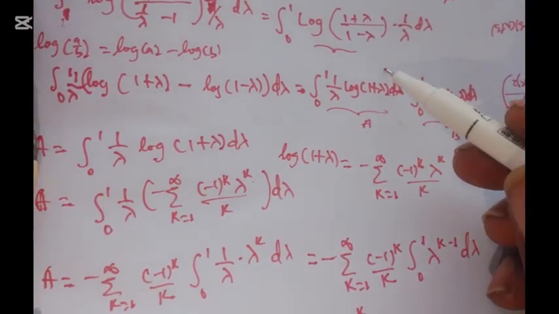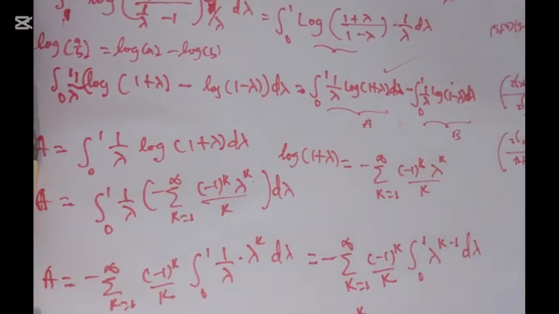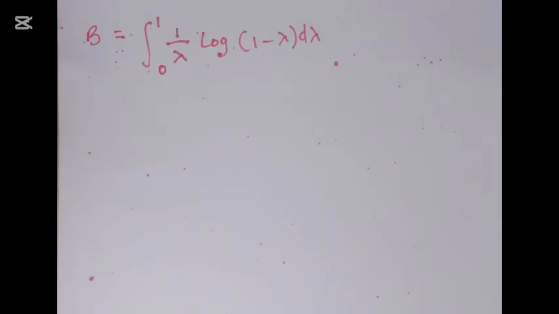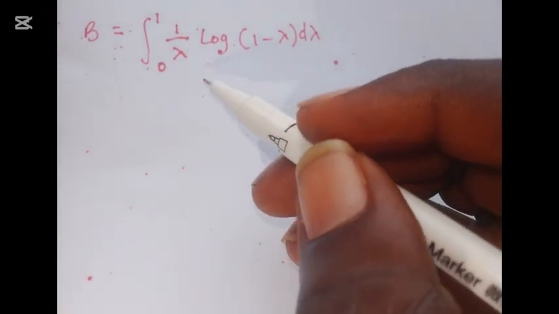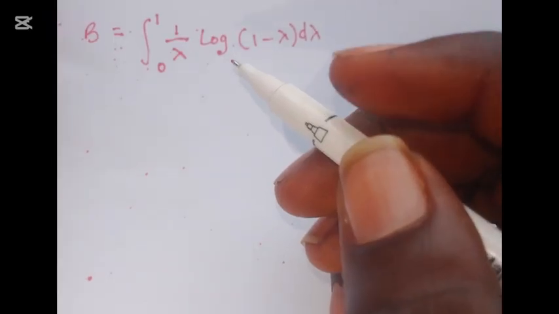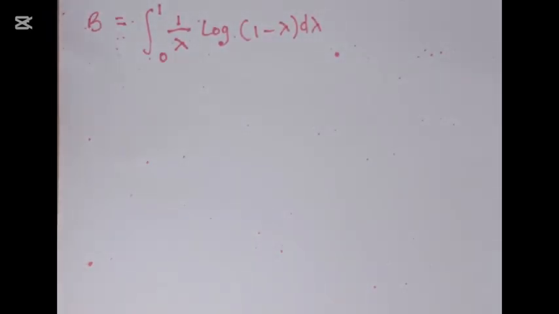So integral A is solved already. So let's move to integral B. So we have our integral B. Integral B is the integral from 0 to 1 of 1 over lambda times log of 1 minus lambda d lambda. So that's integral B. Now, how are we going to solve integral B?